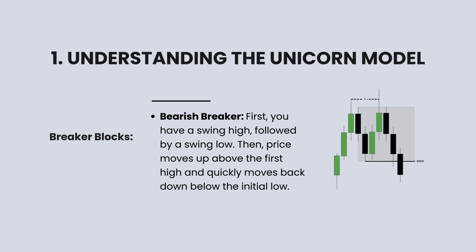You identify the bearish breaker block by marking the last bearish candle, or a series of candles, before the price moves up to take the first high. Many traders refer to this move above the high as a liquidity raid or a stop hunt. Mark from the candle wicks, not just the bodies, and extend it to the right.